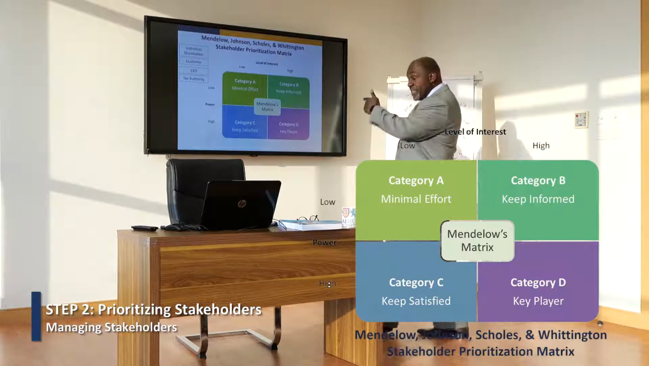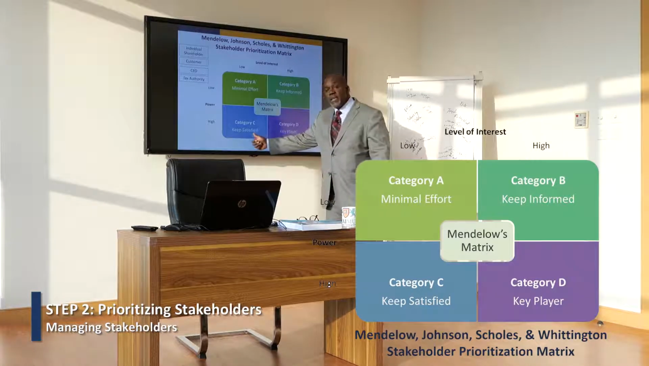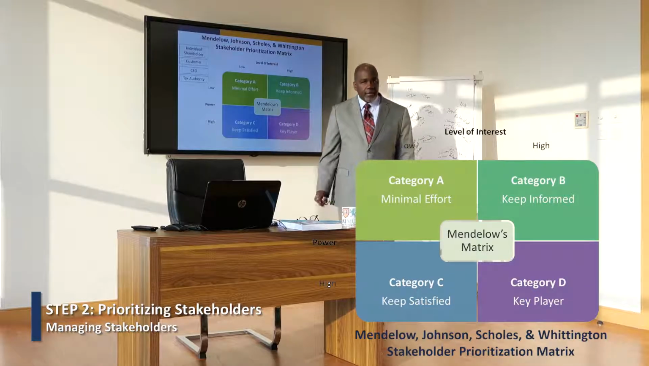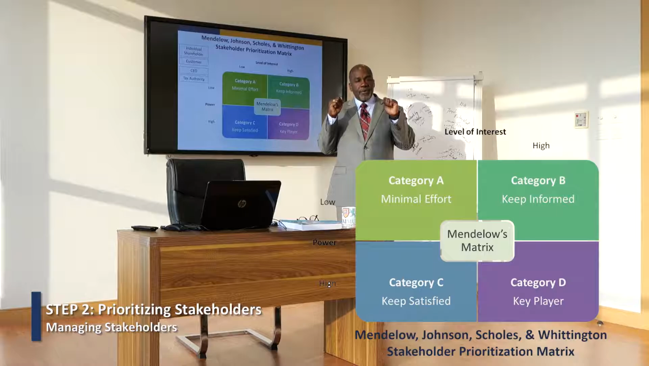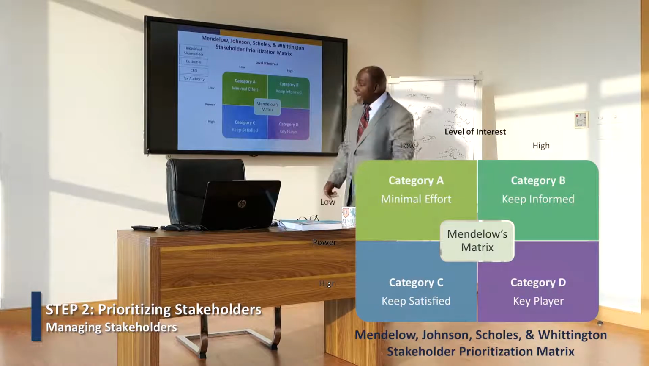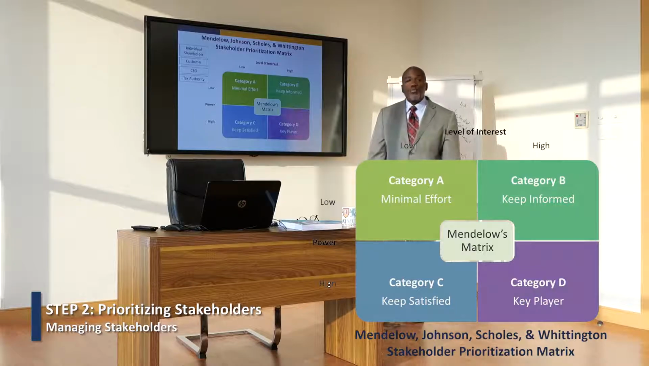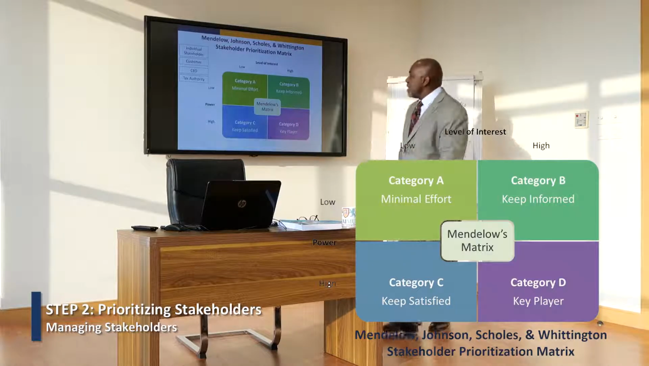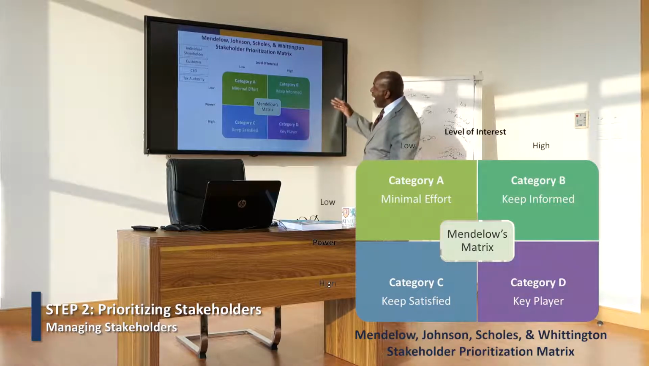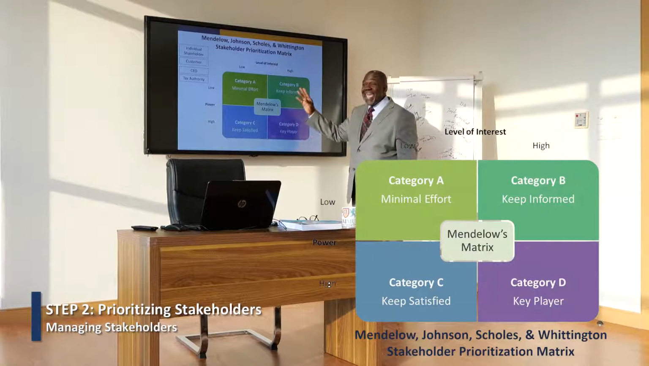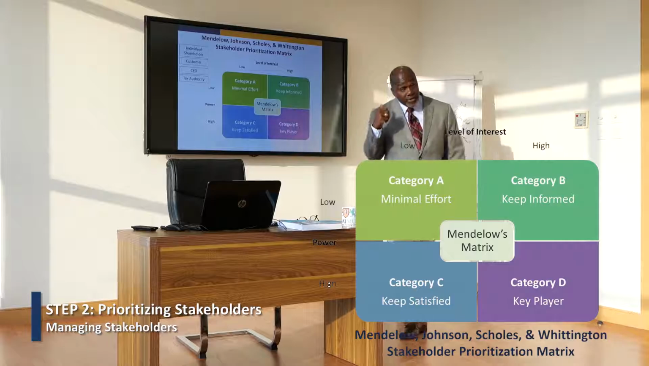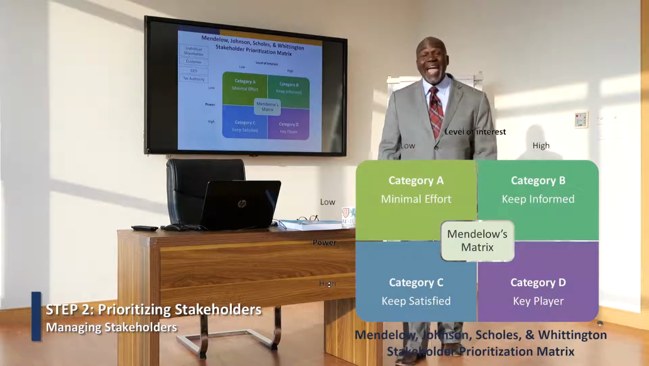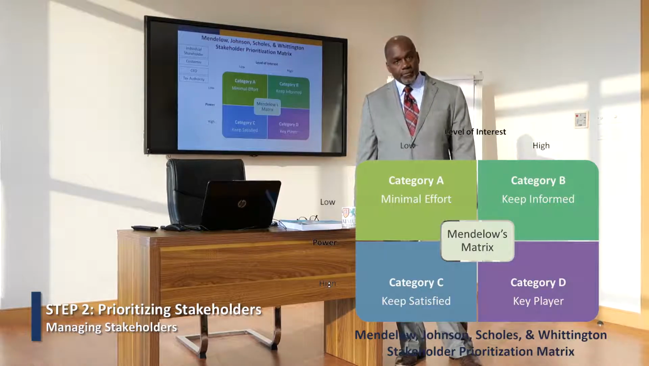And what you want to do for this category of stakeholder is simply keep them satisfied. If they contact you, they need something, you're on top of it. You address it. You give them assistance. The last category is the one that you prioritize to the top. These are the stakeholders that have high interest and high power. This category of stakeholder are what you refer to as a key player.